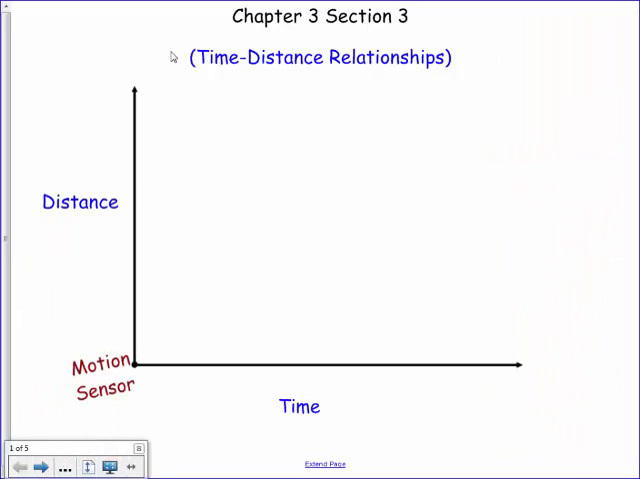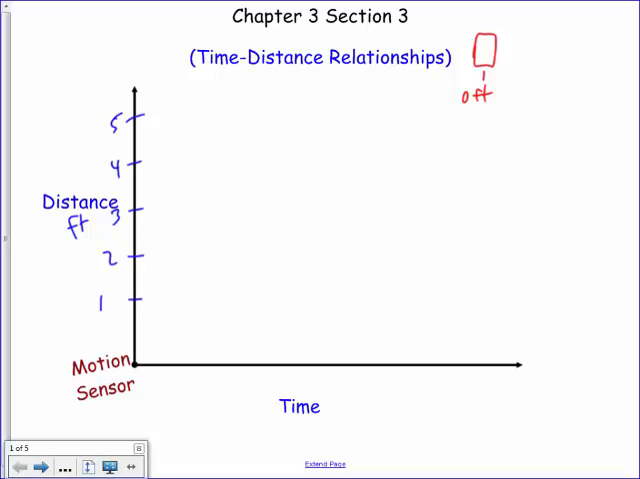We're going to continue looking at graphs, but we're going to specifically look at time-distance relationships. And in this case, more so dealing with a motion sensor. So when we say a motion sensor, we're saying there's a motion sensor set up right here, and let's just say it's at 0 feet. And then you have a person, and I'm going to put my distance in feet: 1, 2, 3, 4, 5.